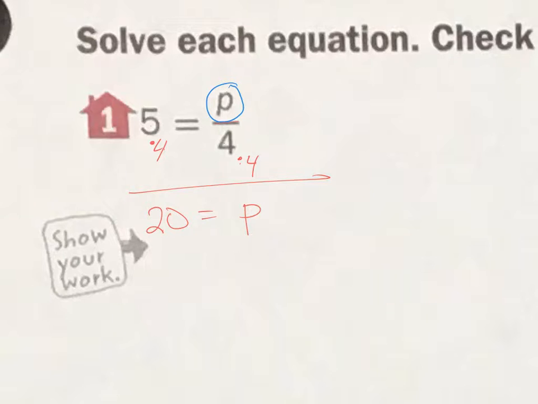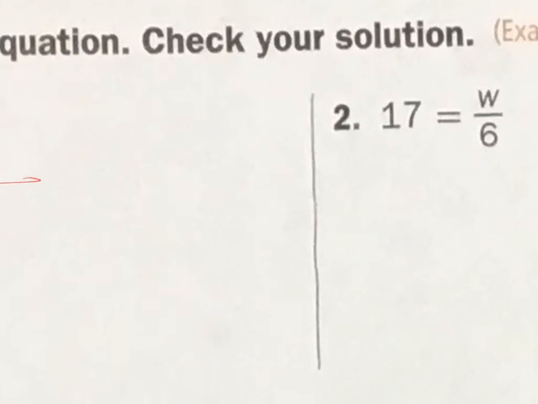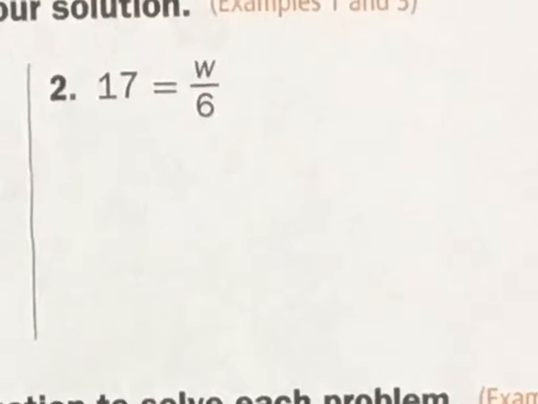P over 4 times 4 is going to leave me with just p. Okay. Now, I'm going to check it by putting a 20 in here. 20 divided by 4 equals 5. So it does check out. Okay, and you have to show your work, of course.